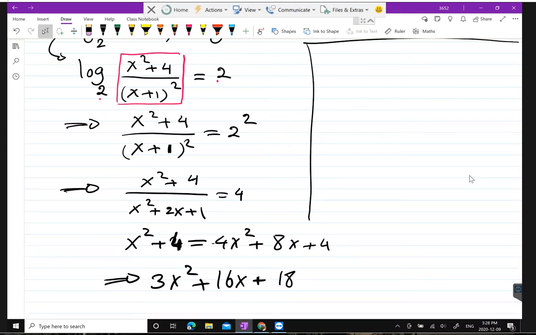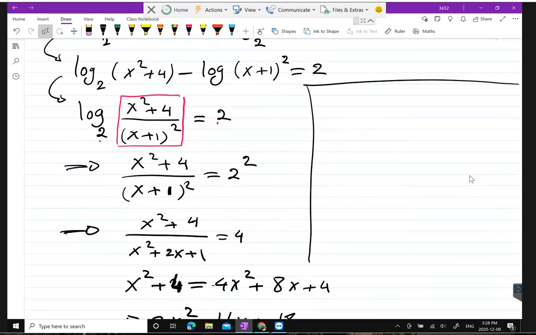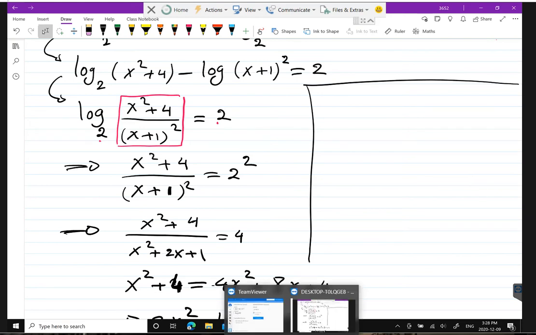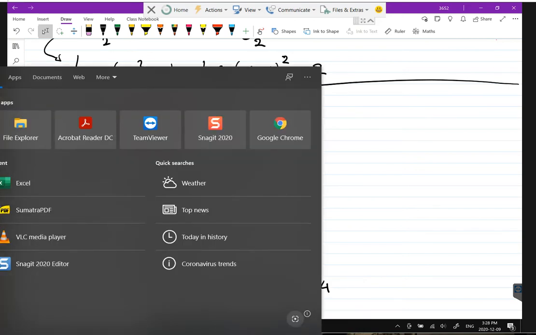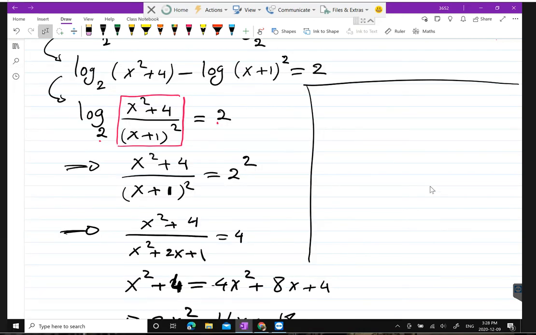Hello everyone, in this video I'm going to show you how to solve equations involving logarithmic and exponential functions. Okay, so for solving equations involving logarithms, we need some definitions and some relations of logarithms.